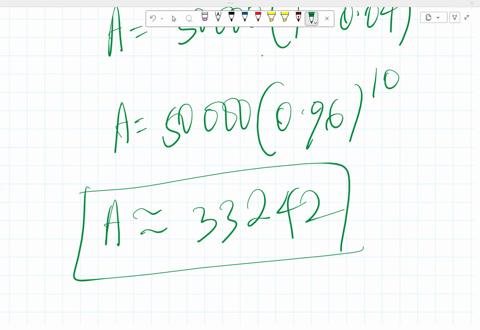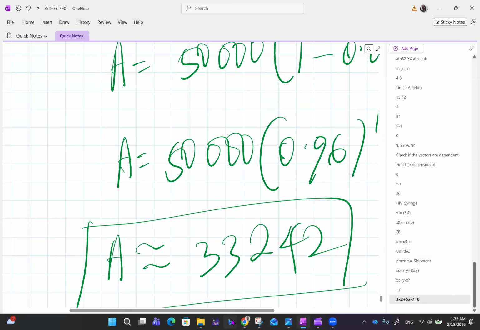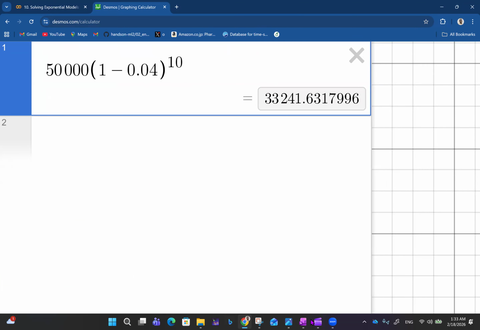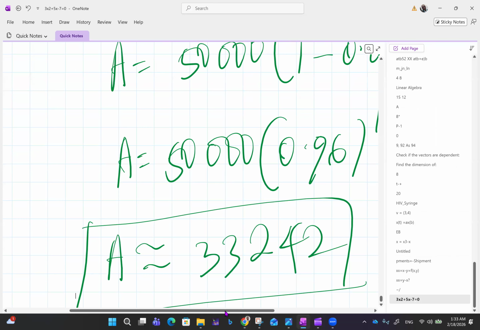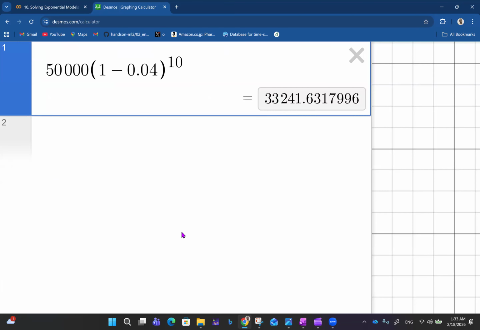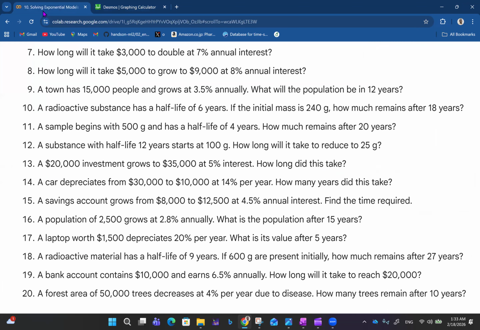So that's the decay. If you want to rescue the forest, you know what to do to reverse it. Maybe there's a way you can actually mitigate the effect of that disease so that it doesn't have all that impact. Okay. So that's the kind of thing we have here for solving exponential models.